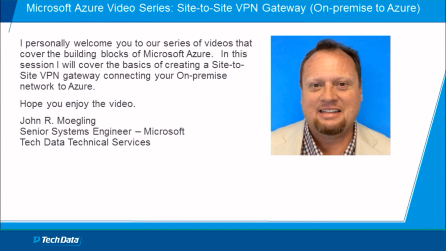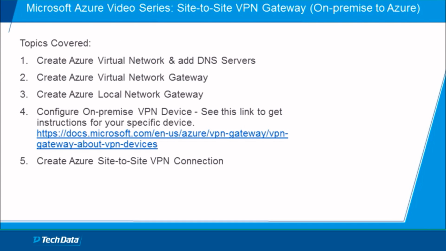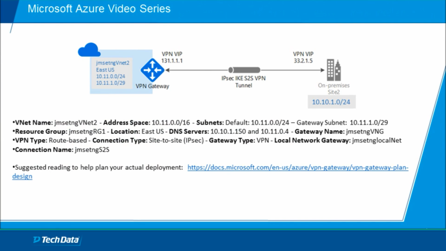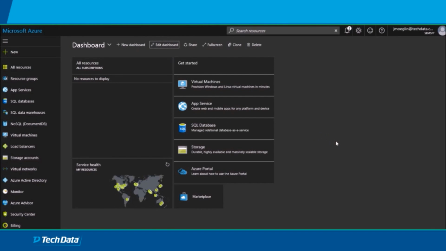Today we're going to cover Azure Site-to-Site VPN gateways, connecting your on-premise environment to Azure. These are the steps that we're going to cover in this video. This is the reference architecture we're going to use for our training today, and a link so you can plan your own environment. Let's jump right in and start creating an Azure virtual network.